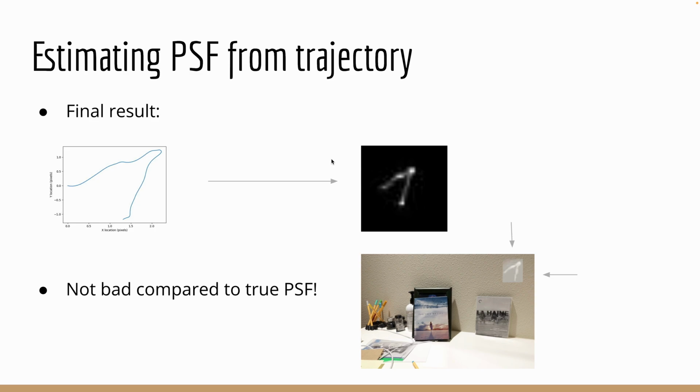And here's the result of estimating the PSF. The left image shows a general trajectory estimated by the motion sensors, and then on the right we have our estimated PSF. And honestly, it's not bad at all. I think it's actually very accurate. Here, the true blur kernel is shown at the bottom image here, and honestly, they look very similar.